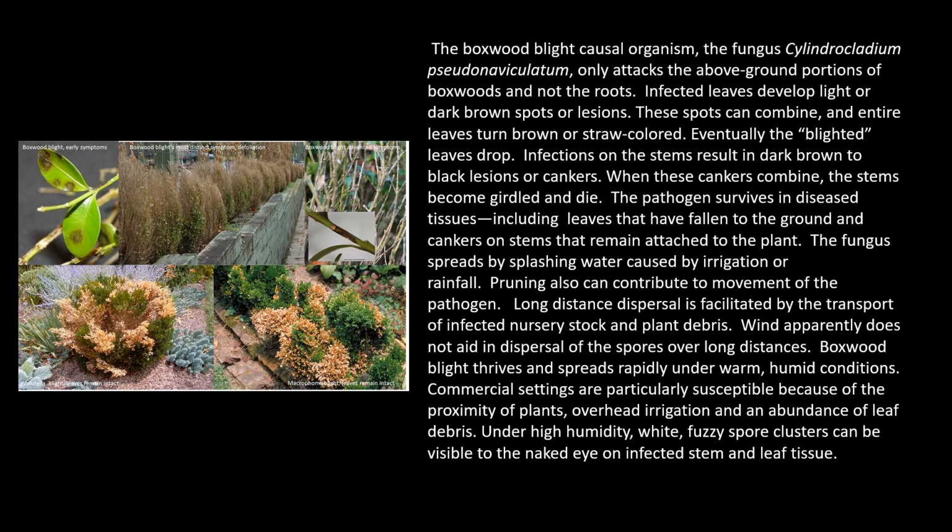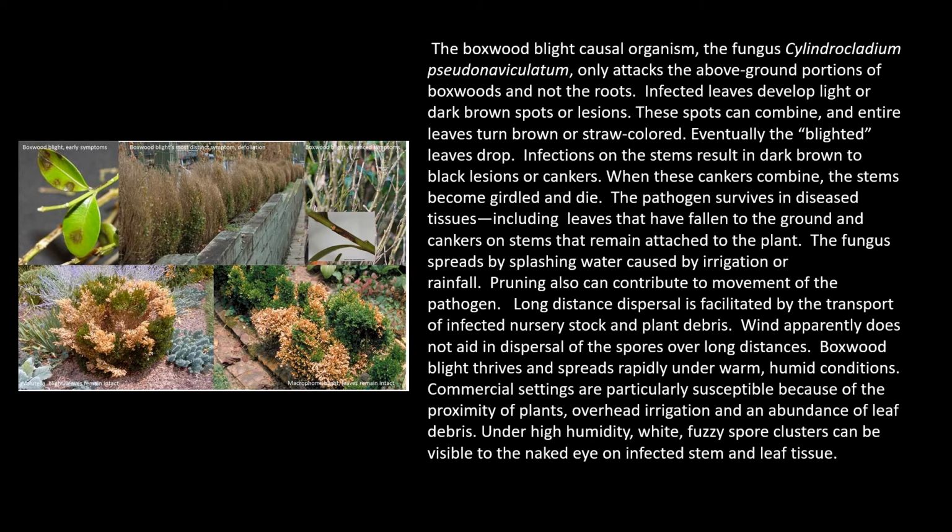Boxwood blight only attacks the above ground portions of boxwoods and not the roots. Infected leaves develop light or dark brown spots or lesions. These spots can combine and entire leaves turn brown or straw colored. Eventually the blighted leaves drop. Infections on the stems result in dark brown to black lesions or cankers. When these cankers combine, the stems become girdled and die.